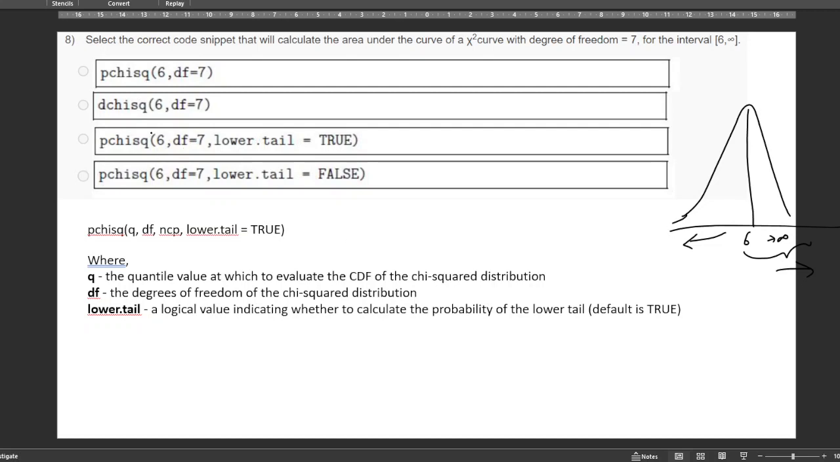DF is the degree of freedom of the chi-square distribution. So 6 and DF 7 is the same for all. We just have to tell whether it is the lower tail or upper tail. Since we have to find from 6 to infinity, we have to give false. If it was minus infinity to 6, we can give the lower tail.